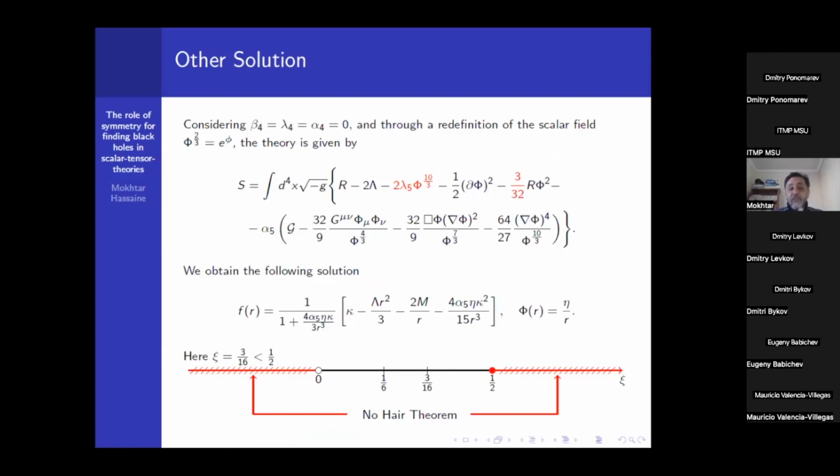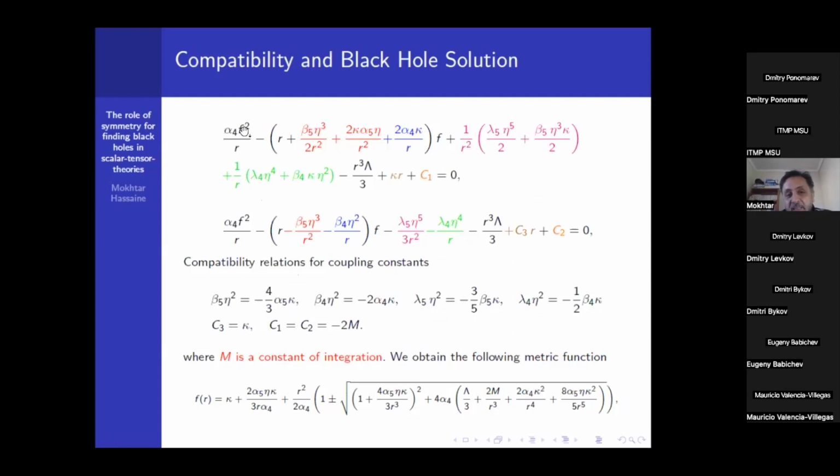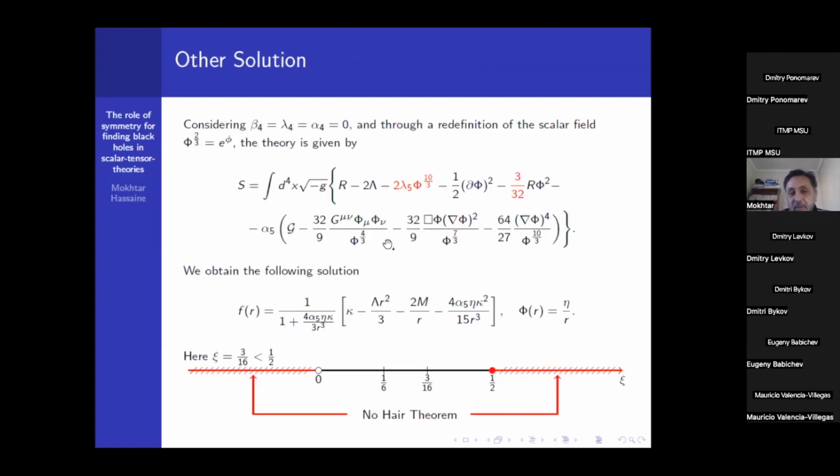There is also another solution that is very nice. It is in the case when beta 4, lambda 4, and alpha 4 are equal to 0, and I make a redefinition from the exponential to the phi frame, and then we have this theory. In this case we have a linear solution, not a quadratic one. You see, alpha 4 was what imposed that it is a quadratic equation. When alpha 4 is 0, I end up with a linear equation for f, and it's very nice because it corresponds to a solution with a non-minimal coupling that is 3/16.